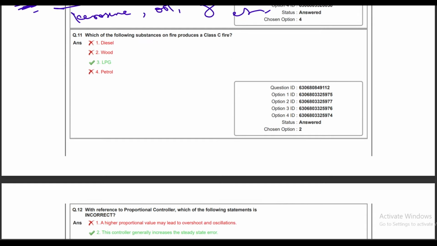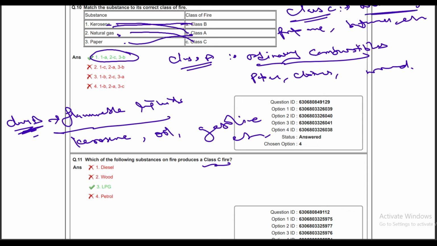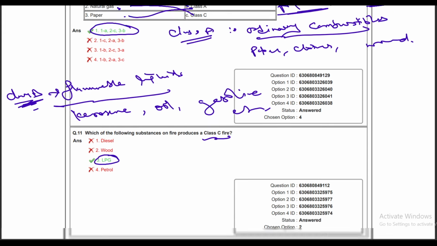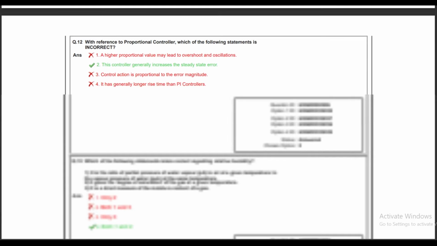In the next question, which of the following substances on fire produces a class C fire? We had already discussed class C, which comes from natural gases like propane, butane, etc. So out of these, obviously the answer will be LPG, liquid petroleum gas.